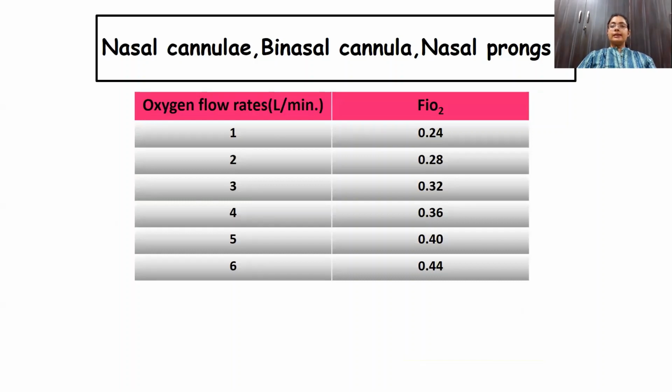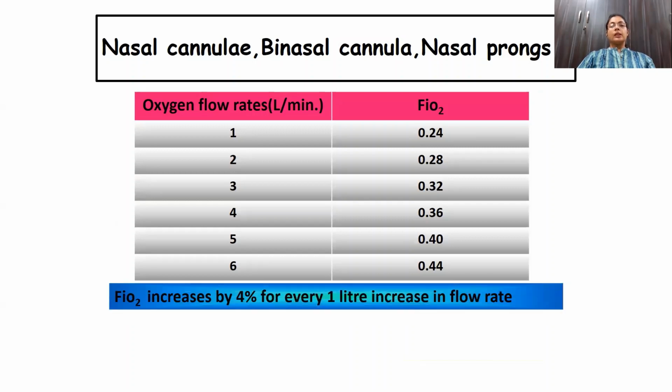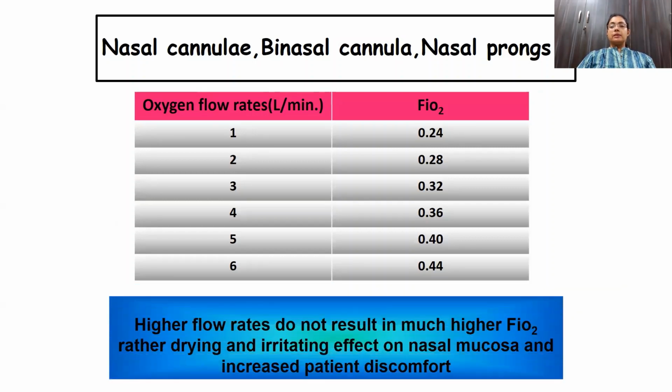You can start the device at a flow rate of 1 liter per minute, and FiO2 delivered would be 0.24 with this 1 liter per minute. And with each 1 liter per minute increment in oxygen flow, the FiO2 improves by 0.04. So once you have reached a flow of more than around 6 liters per minute, further increase in flows will not result in increase in the oxygen delivery to the patient. So at this time, if your SpO2 is not being maintained, then you should switch over to a higher device.